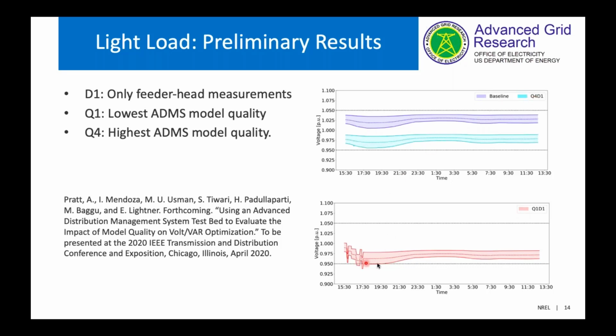And then on the bottom, we show that if there is a poorer model quality, then you start seeing some voltage violations because the ADMS now does not have a very accurate model. And in both of these cases, D1 denotes that the ADMS only receives measurements from the feeder head. So it is very dependent on the model quality in this case because it has very limited measurements.